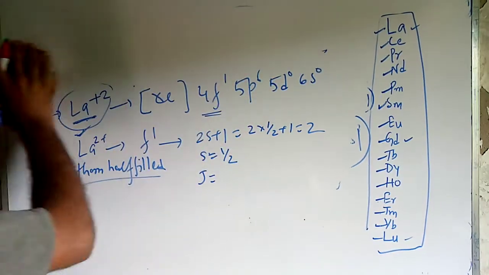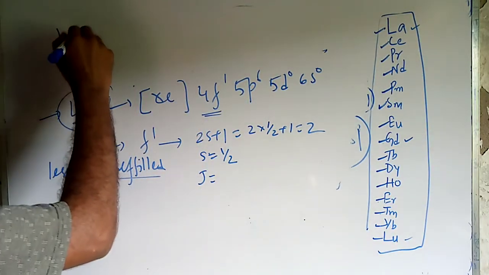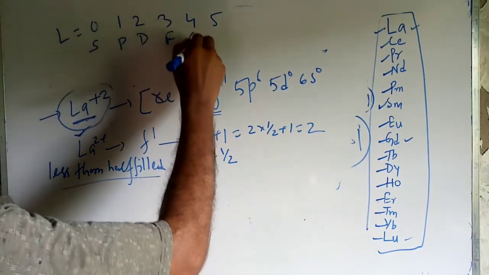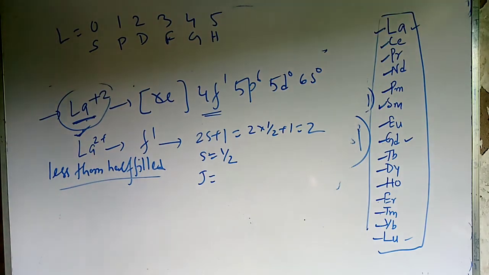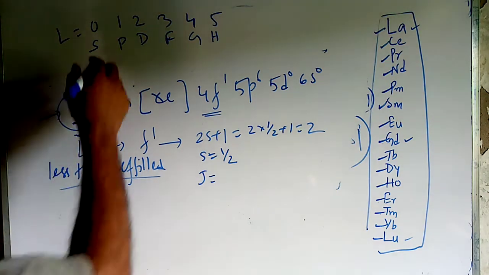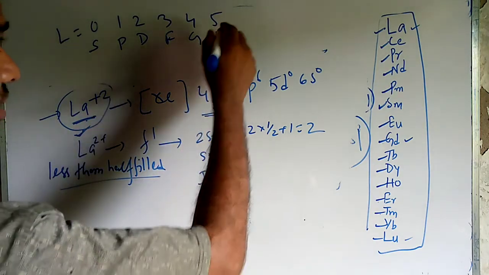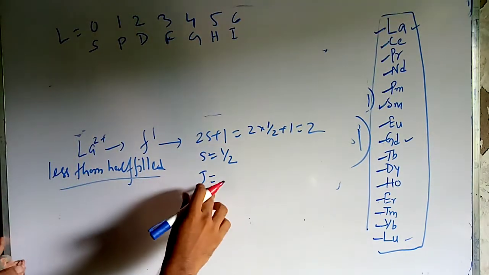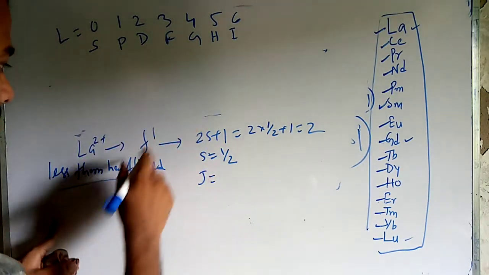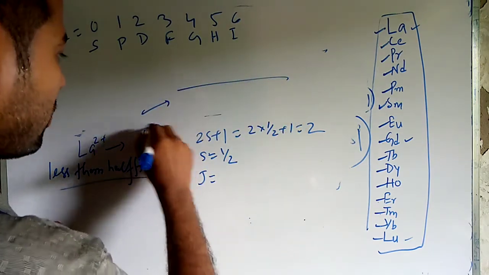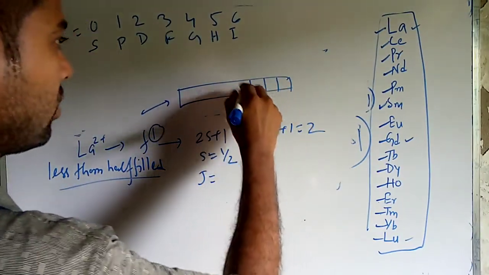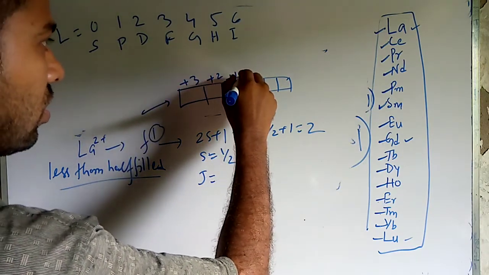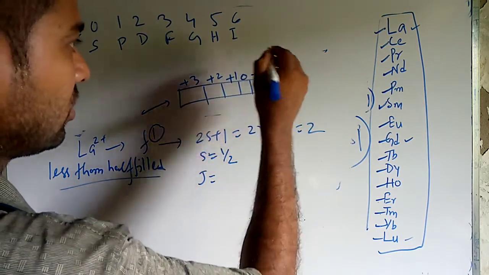Here we need to know something more. L equals 0, 1, 2, 3, 4, 5, which is S, P, D, F, G, H, and next is I. This is very important for the ground term symbol. We also need to know J. This is the f orbital, which has 7 orbitals with ml values plus 3, plus 2, plus 1, 0, minus 1, minus 2, minus 3.